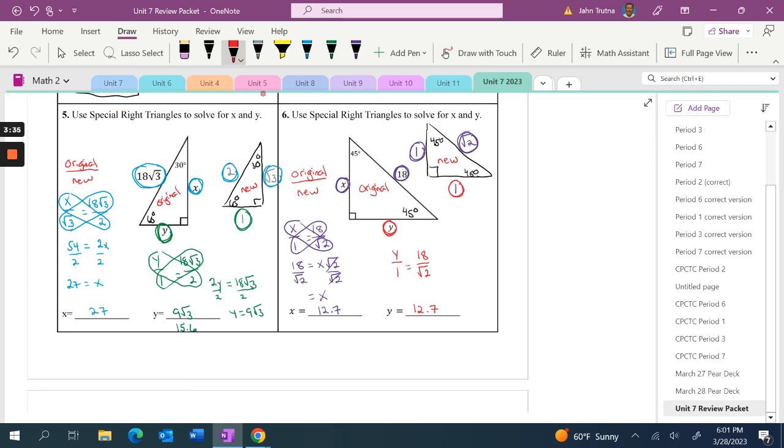Whenever you have a 45, 45, 90, because the pattern is 1 and 1, that tells you those two legs are always going to be the same, x and y. All right?